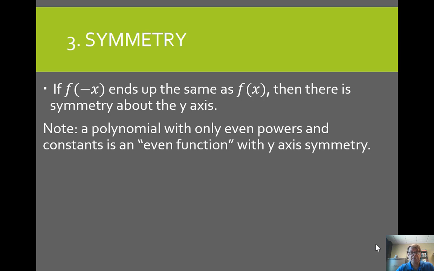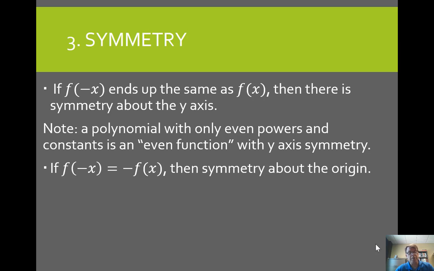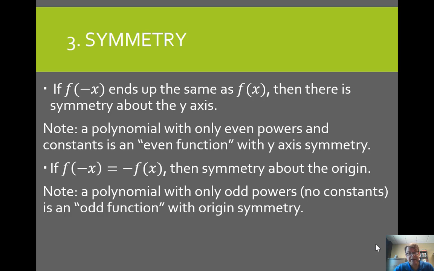Okay? Symmetry about the origin is if you plug in a negative value of x, you're going to get a negative value of y. In other words, if you plug in the negatives of both x and y, it comes out with an equivalent equation. Then you have symmetry about the origin. And this is called an odd function. Again, I didn't know this until I was getting ready for this video. It's called an odd function because if all the powers of a polynomial are odd, no constants for this one, then it's going to have symmetry about the origin.